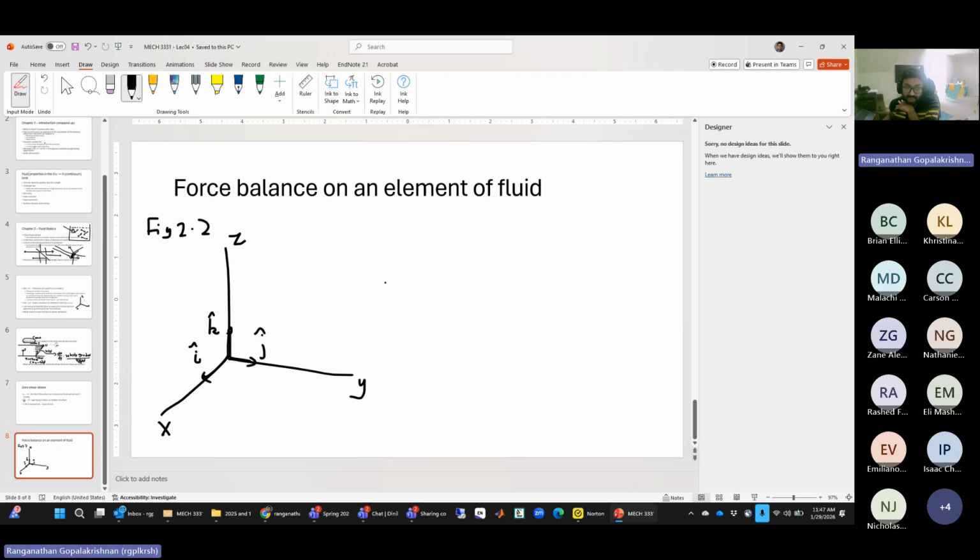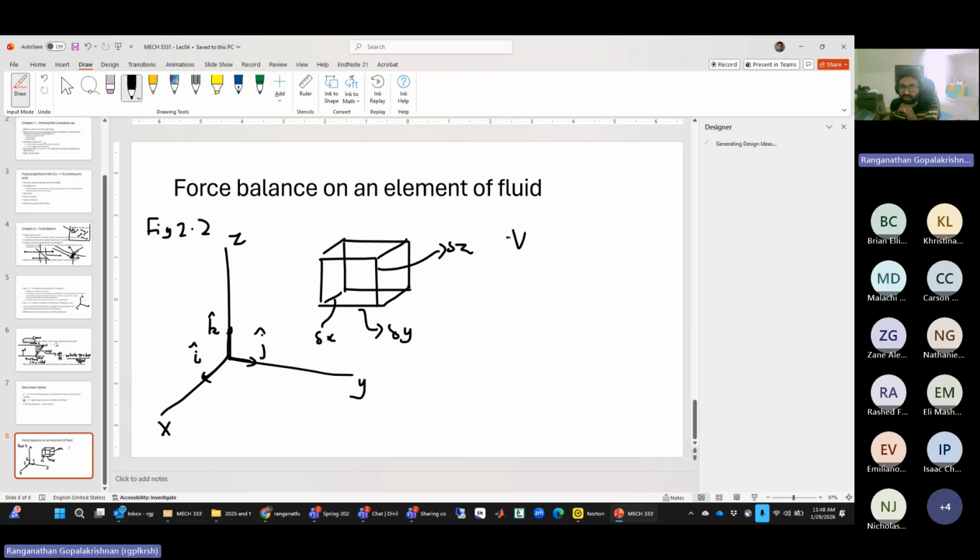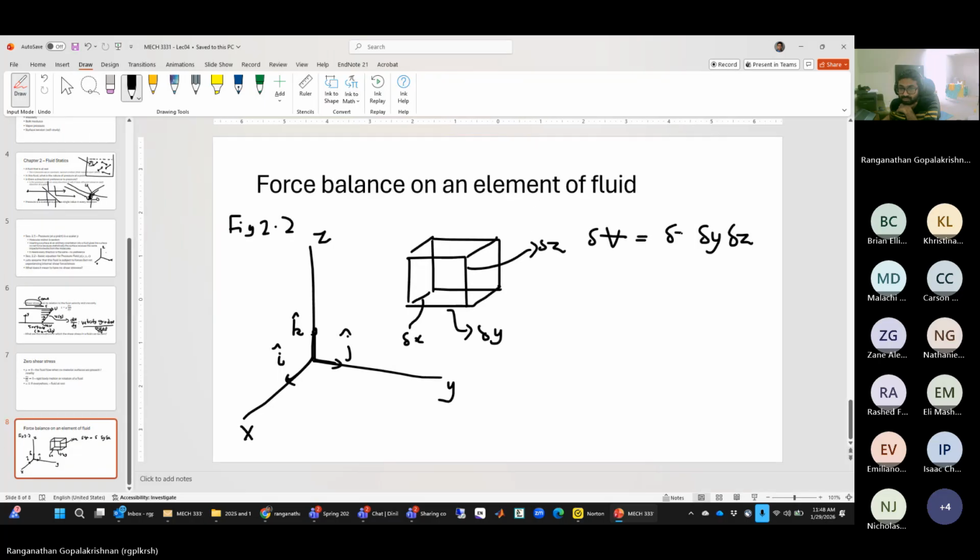We want to pick an element, basically a little cube of fluid, and the sides of the cube are a very small distance in each direction. This side along the x-axis is delta x, this side along the y-axis is delta y, and this side along the z-axis is delta z. So the volume of the fluid will be delta V equals delta x, delta y, delta z. Are you with me so far? Yeah, I got you. Okay, good.